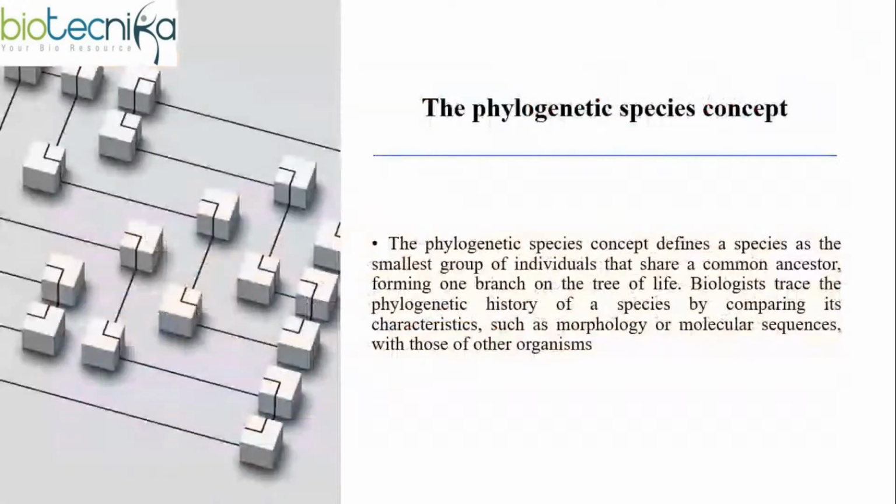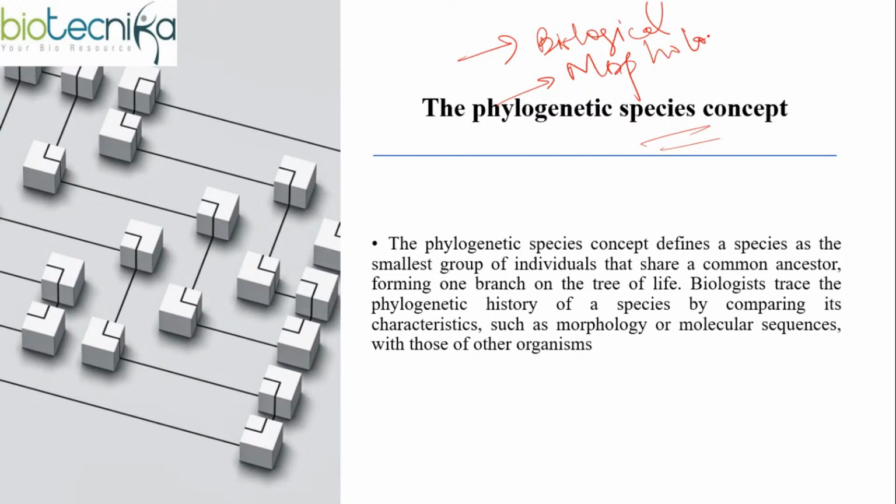Now, next is the phylogenetic species concept. The first one we did was the biological species concept, the second was the morphological species concept, and the third is the phylogenetic species concept. The phylogenetic species concept defines a species as the smallest group of individuals that share a common ancestor, forming one branch on the tree of life. Biologists stress the phylogenetic history of a species by comparing its characteristics.